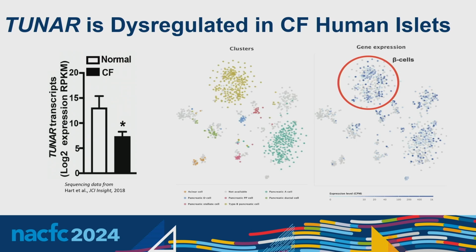Here I'm showing some single cell data for pancreatic tissues. On the left is the different cell type clusters. On the right is the relative expression of TUNR throughout those clusters. I've highlighted the beta cell population, but you'll also notice significant expression in alpha cells, delta cells, and ductal cells as well. So this is expressed at least in part throughout the pancreas.